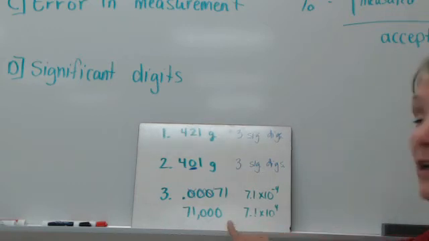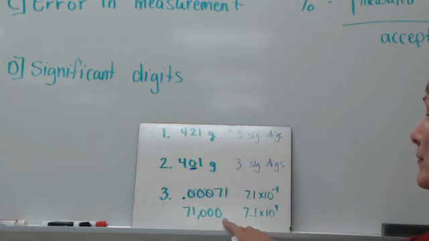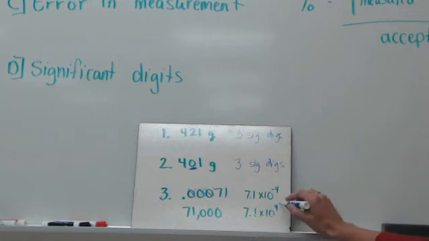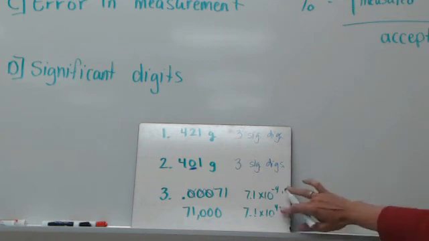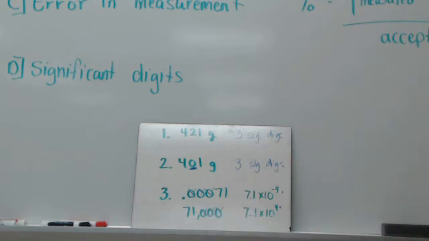Right along with that, if I look at the number 71,000, these zeros that are also placeholders are not significant either. And we'll talk about that in rule number 5. But if I write this number in scientific notation, you can see that I don't include those zeros. Those zeros are accounted for in the power of 10, the base 10, and so because of that, they're not significant digits. So in this number, I only have 2 significant digits as well.